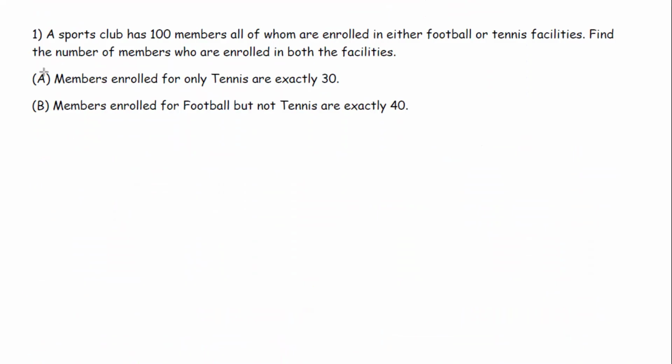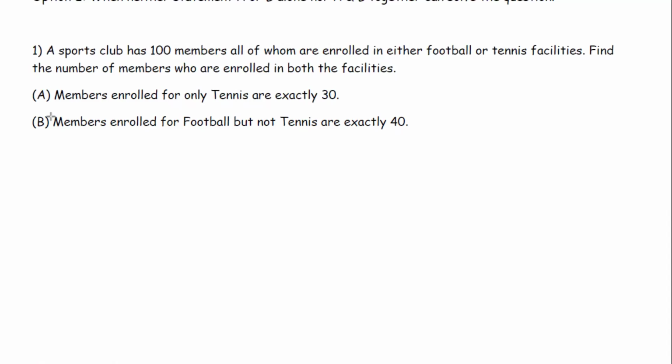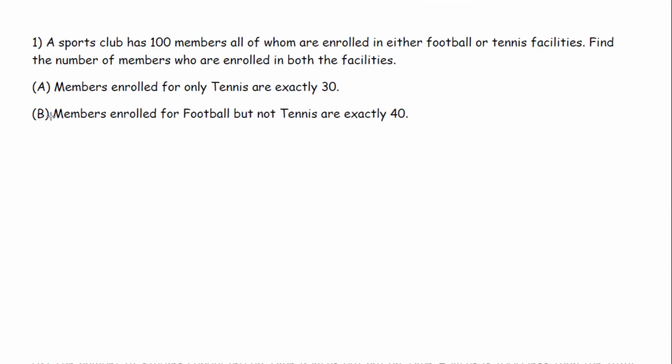Okay. A sports club has 100 members, all of whom are enrolled in either football or tennis facilities. Find the number of members who are enrolled in both the facilities. So it's a basic question.